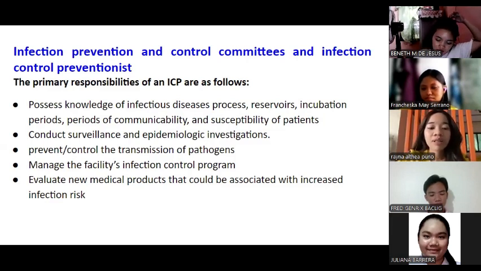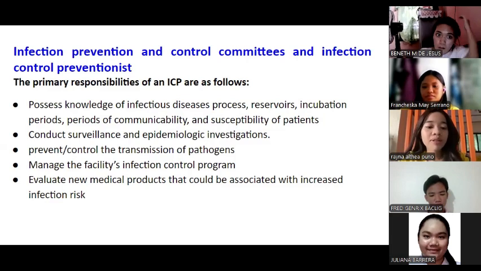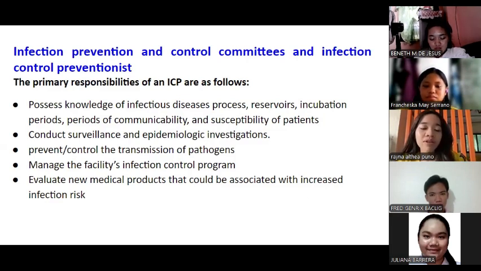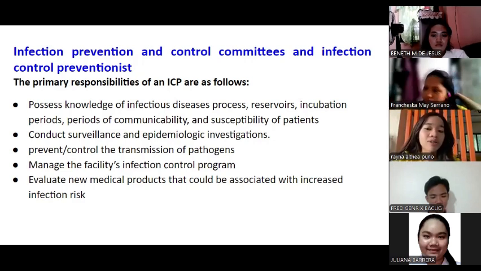The primary responsibilities of an ICP are as follows: possess knowledge of infectious disease process, reservoir, incubation periods, periods of communicability of patients, conduct surveillance and epidemiologic investigation, prevent, control, and transmission of pathogens. Why? Because to prevent and control the spread of pathogens within the dental facility, this may include protocols for sterilization, manage the facility's infection control program, and evaluate new medical products that could be associated with increased infection risk. Next slide, please.